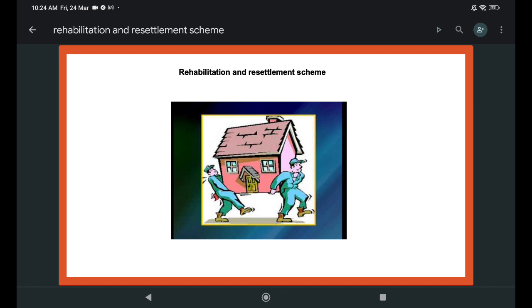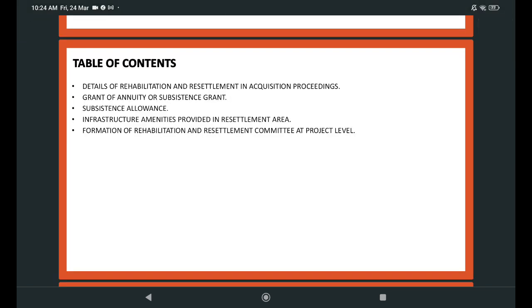Today's topic is Rehabilitation and Resettlement Scheme. What is rehabilitation and resettlement in land acquisition? We are discussing grant of annuity or subsistence grant, subsistence allowance, infrastructure amenities, formation of R&R committee.